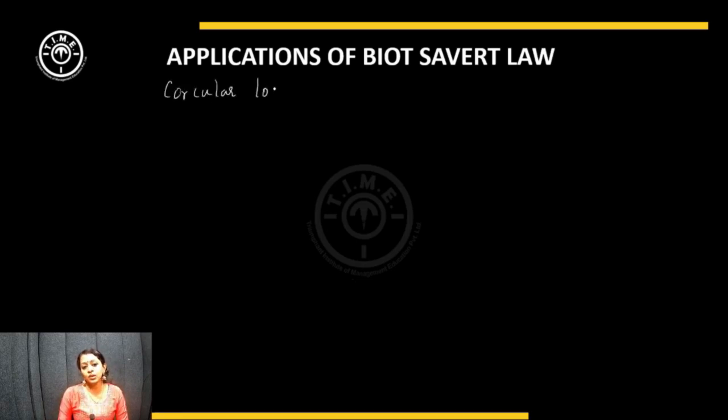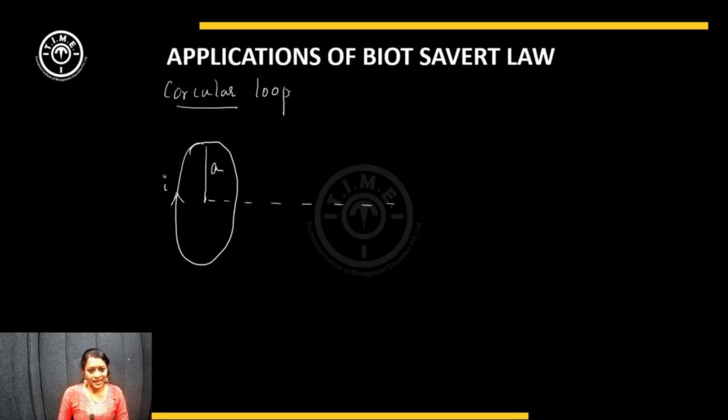A circular loop. Okay. So let us consider a circular loop which is carrying a current I, and let us consider A as the radius of that circular loop. So here we have to learn by heart two equations. The first one is to find the magnetic field at a point on the axial line. See, this is the axis of the current carrying coil, and we are considering a point P which is at a distance x from the center of the coil. Okay, center of the loop.